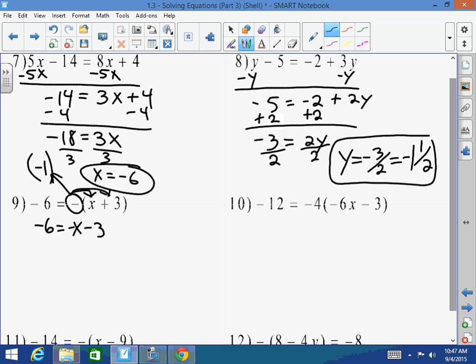Now how do I solve this? You add 3. That's exactly correct. Negative 3 equals negative x. You can't have a negative in front of the x, so I divide by negative 1. Fantastic. And x equals 3. Perfect. Next.